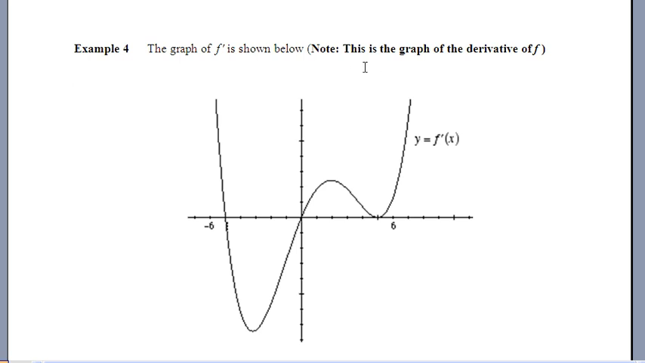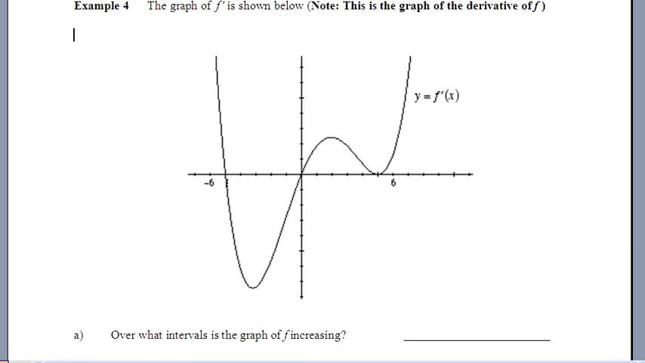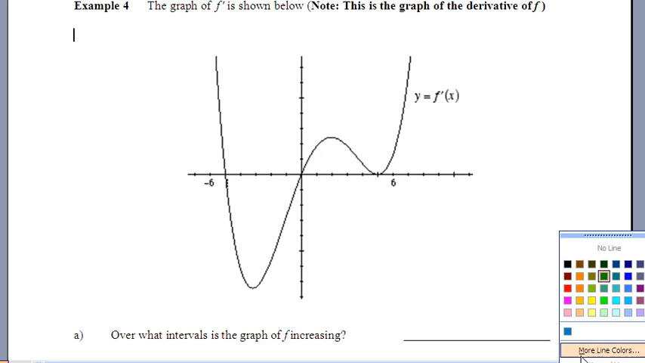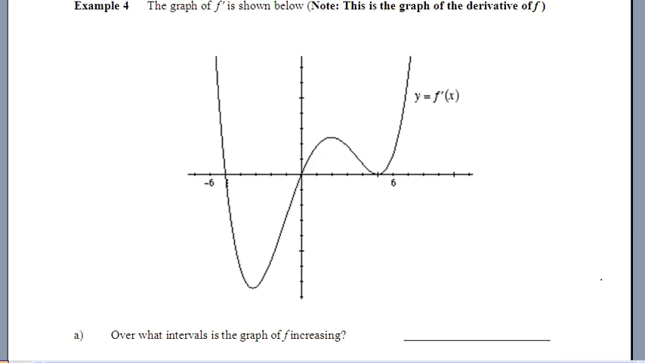So it's a big note here. This is the graph of the derivative of f. So we're not looking at f, we're looking at f prime. That's what the picture is. I'm going to leave a little note in here that I think will help you out. I'm going to say this. Okay, so they've told me that this picture is equal to f prime of x. And so that's going to equal the slope of f of x.